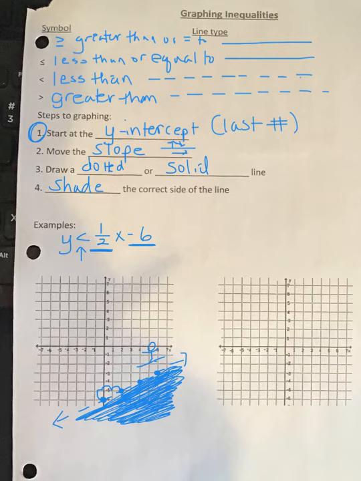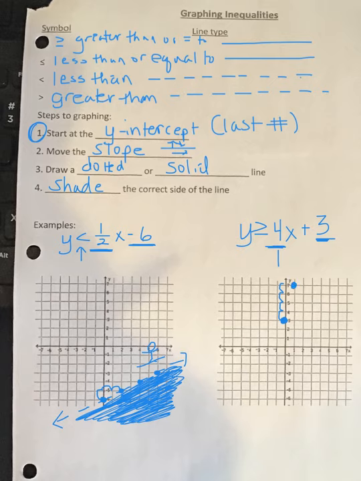Okay, the next one that we're going to graph is y is greater than or equal to 4x plus 3. Again, you're going to start at the y-intercept, which is a positive 3. Last time it was negative, so that's why we started down there. It's a positive 3, so we're going to go ahead and put a dot right here. The slope is 4. Remember, we said if it's just a whole number, you're going to put it over 1. So the slope is 4 over 1, which means we're going up 4, because it's a positive 4, and right 1. So up 1, 2, 3, 4, and right 1.